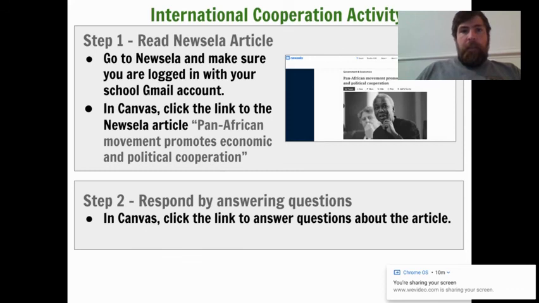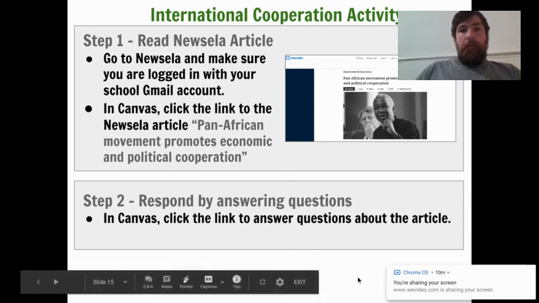Okay, so for today's activity, there is a Newsela article on Canvas for you to read, and you're going to click the link to the Newsela article. You need to make sure before you do this that you are logged in to Newsela with your school Gmail account. And then you're going to have to go back to Canvas and click the link again. So the first time you go to Newsela, you're going to be logging in with your Gmail account. Then you're going to go back to Canvas and click the link to the Newsela article, which is called Pan-African Movement Promotes Economic and Political Cooperation. And then in Canvas, you're going to click the link to answer questions about the article. And that is your lesson for today.